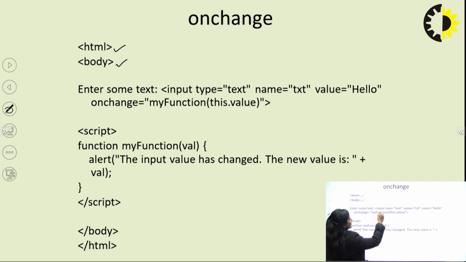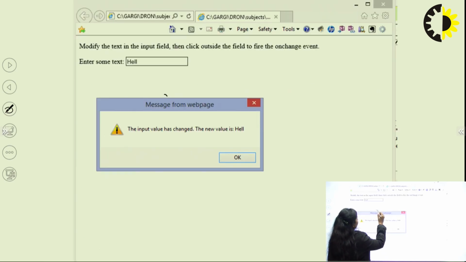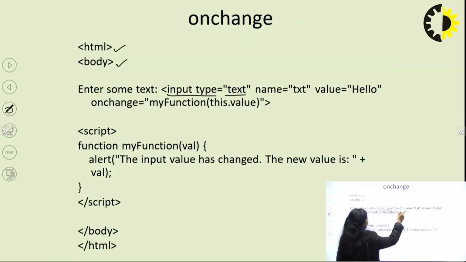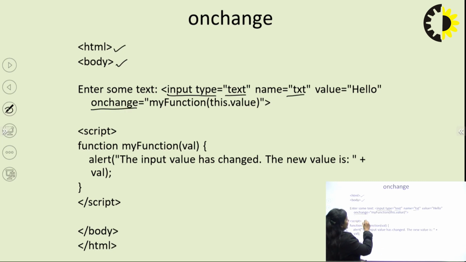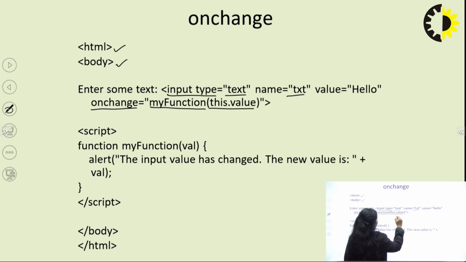To make the text box, as we have discussed in earlier videos as well, we will have an input of type text. The name of the text box will be there, suppose txt, the value suppose hello, and the onchange event is there. Whenever the onchange event happens, it will call this function myFunction, and this.value is the parameter being passed to it.